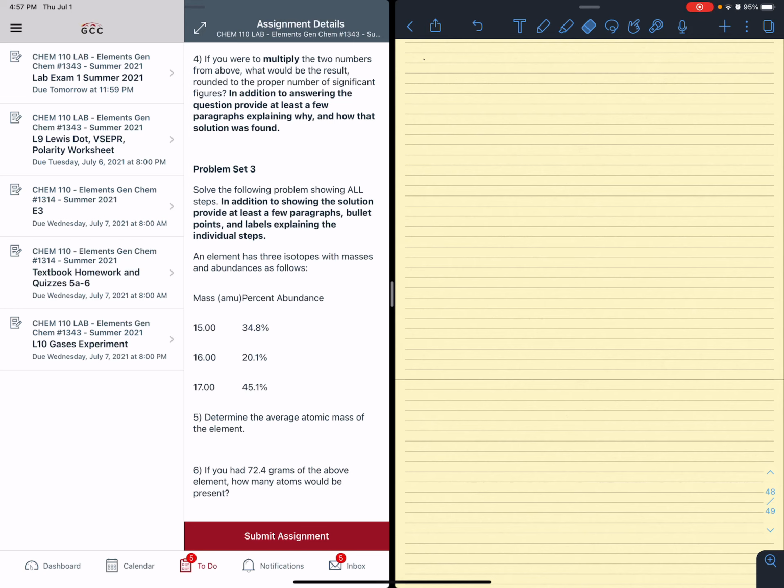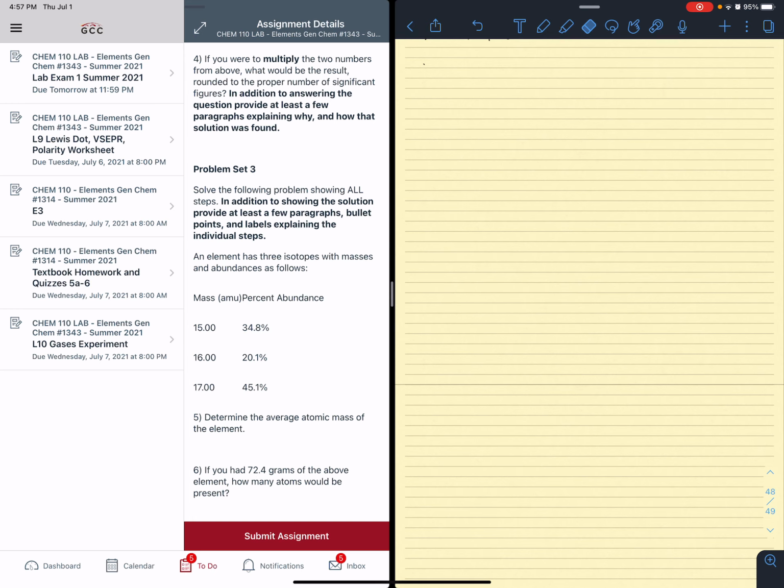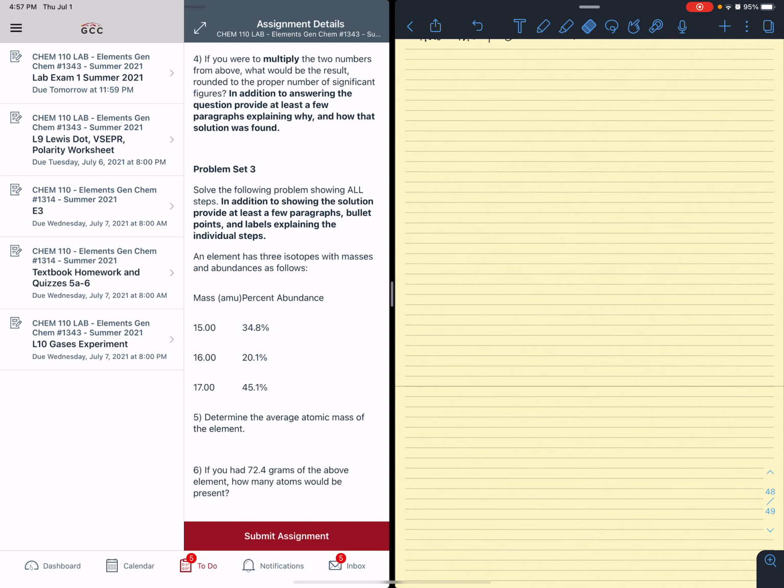All right, so today for the exam one lab, I chose to work on problem set 3. We're going to be talking about how to get the average atomic mass of an element that has 3 isotopes.